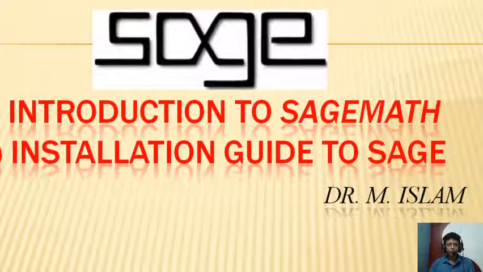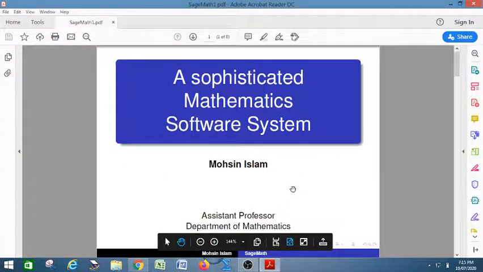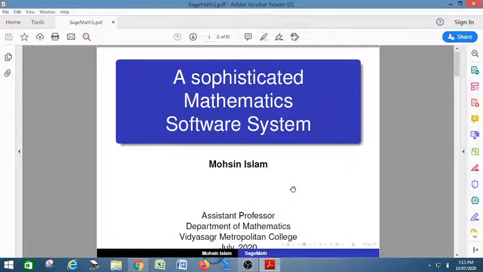So when we discuss Sage, the first thing that comes to our mind is: what is Sage? Actually, Sage was previously known as System for Algebra and Geometric Experimentation.